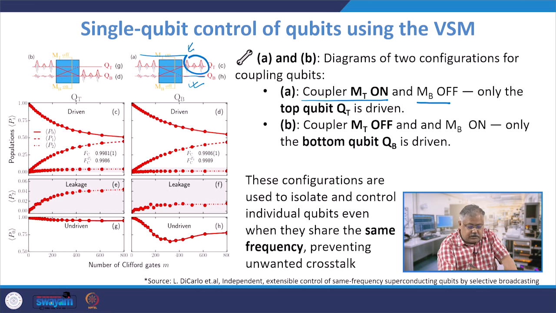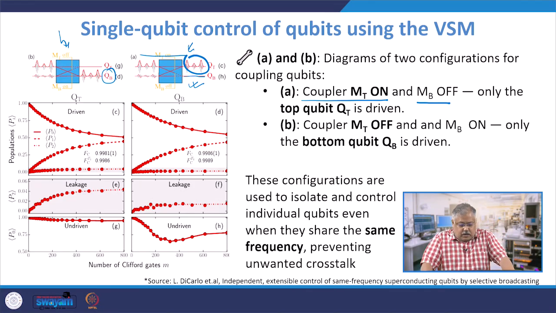This crossover shows that I am doing an operation of inversion, in the sense that a crossover is happening in the control qubit state. Similarly, if you look at figure B here, the coupler MT is off and MB is on, and only the bottom qubit QB is driven. So the coupler helps you pass the input signal to a specific qubit, right, and this helps you to control the qubit in a proper sense.